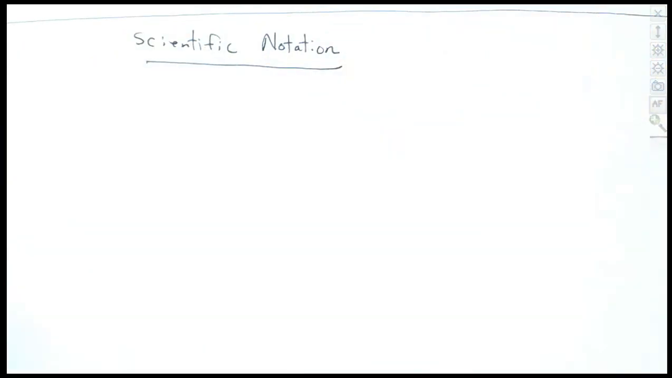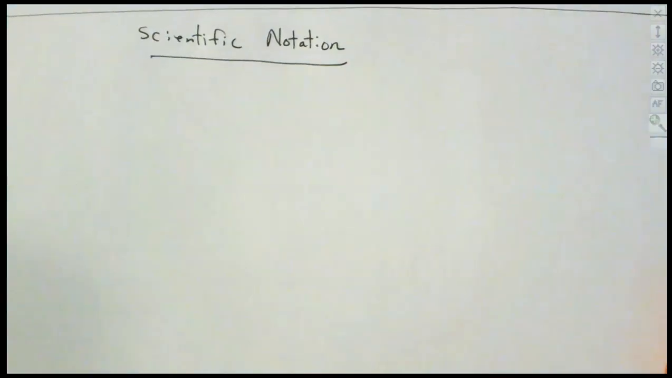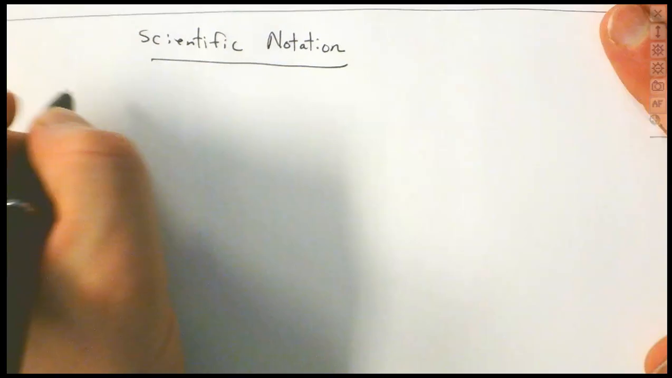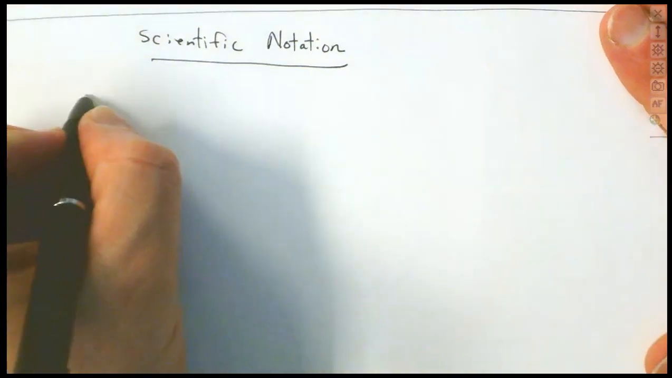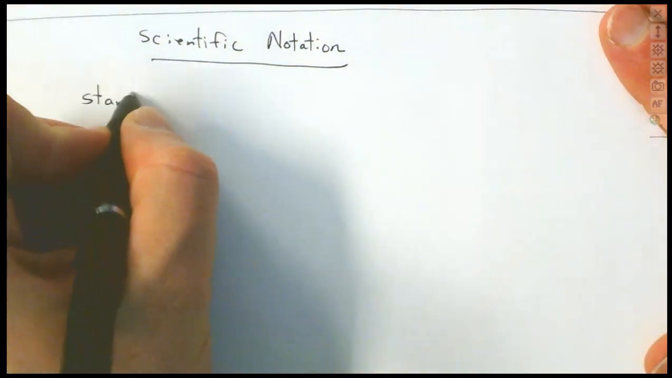And scientific notation, you'll find it in a physical science class. You'll find it in maybe a biology class, like a micro class. Scientific notation is used when you have either extremely large or extremely small numbers. So let's look at this. This is in standard notation, and we're going to rewrite this in scientific notation.